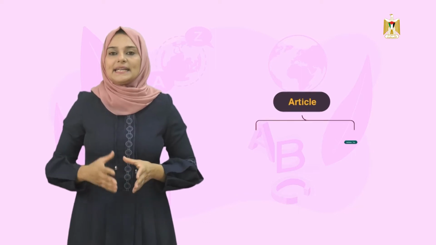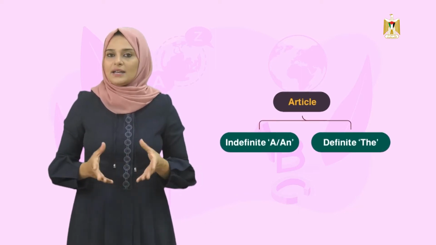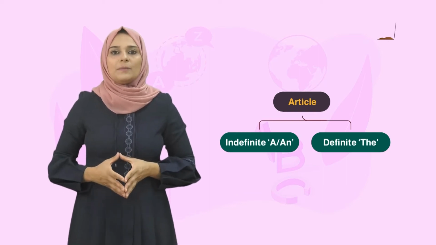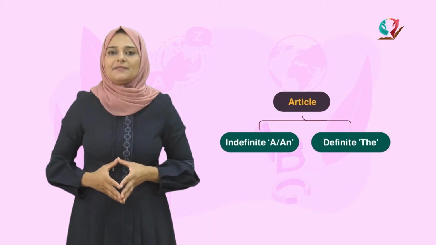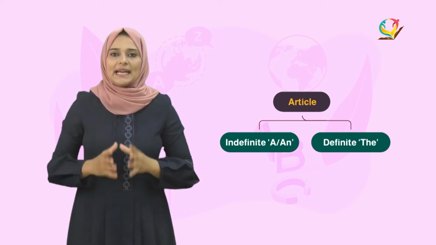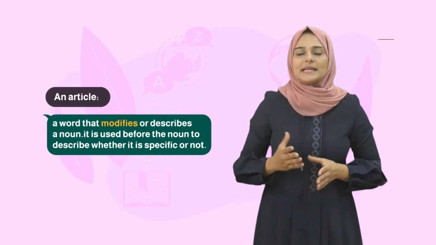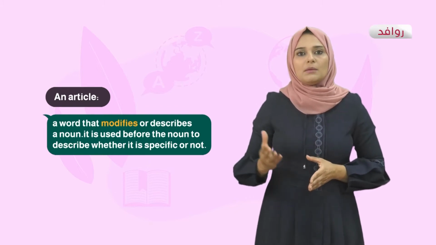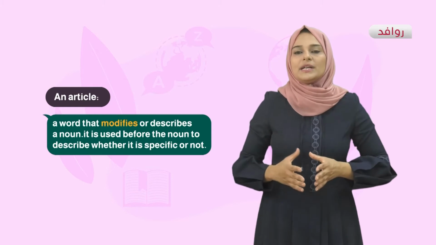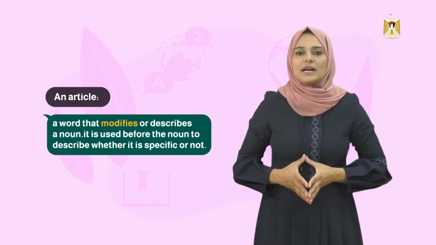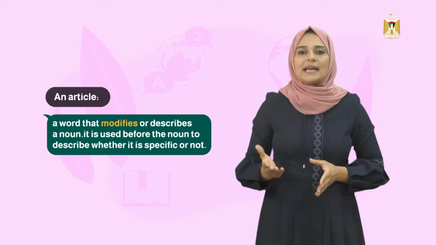Our lesson today is about definite and indefinite articles. Are you ready? Let's start. An article is a word that modifies or describes a noun. It is used before the noun to describe whether it is specific or not. We have two types of articles, definite and indefinite.